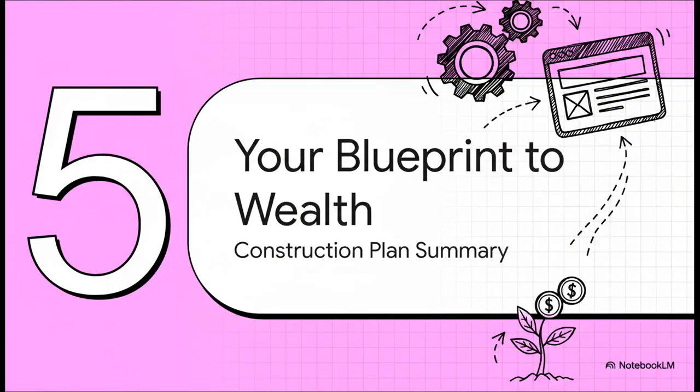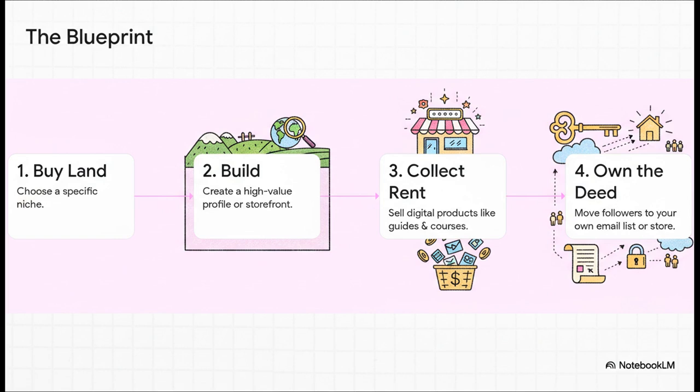Okay, let's bring this all home. Let's put it all together. Here is your complete construction plan, your blueprint for building your own digital real estate. It really boils down to 4 simple but really powerful steps. Number 1, buy your land. That means choosing a specific, profitable niche.